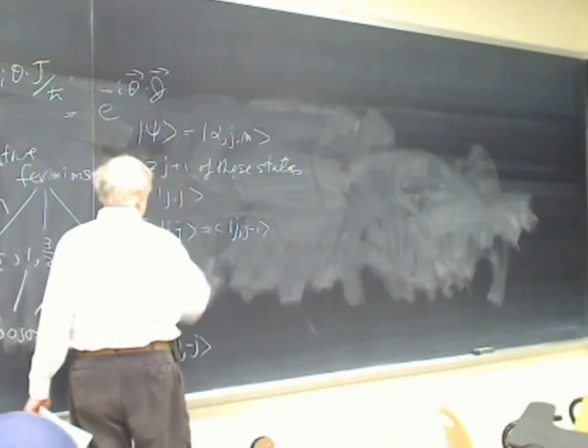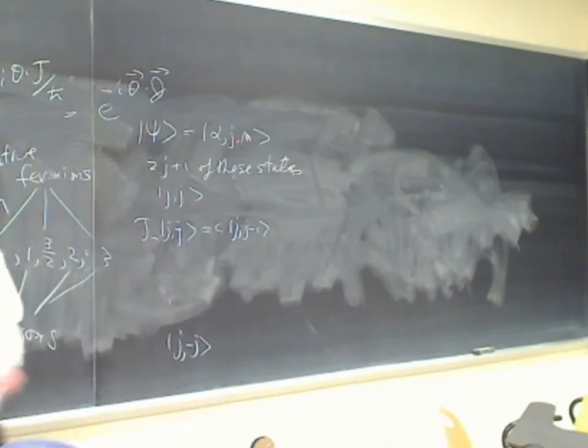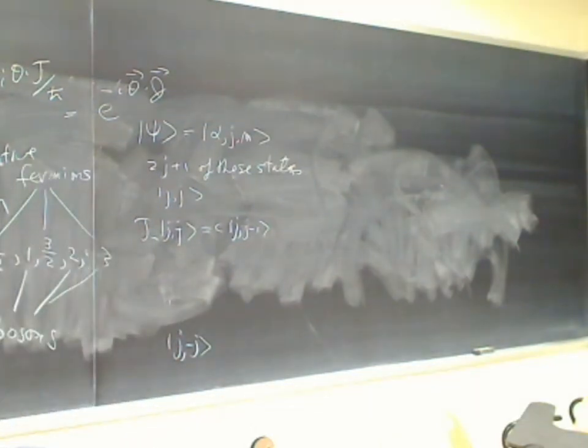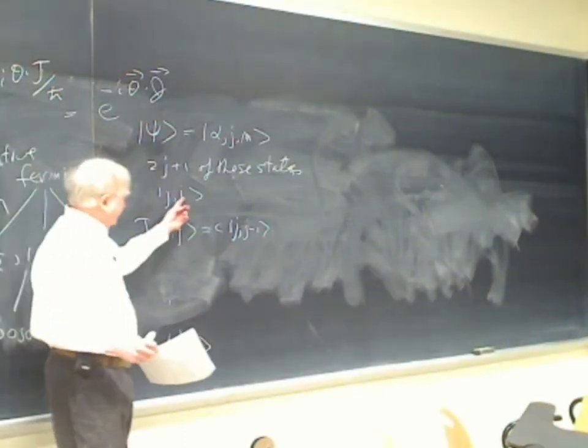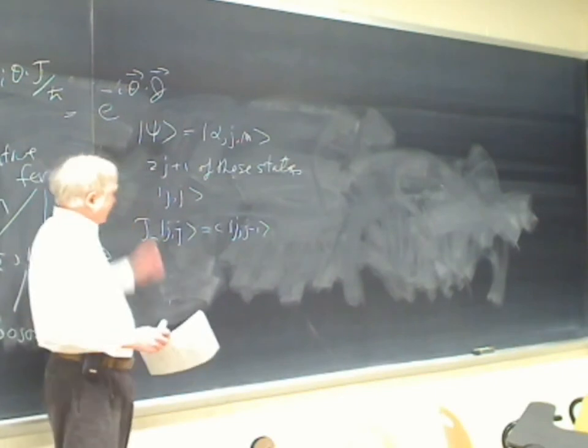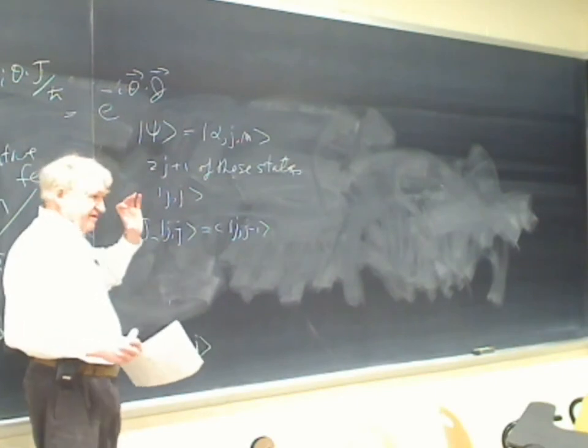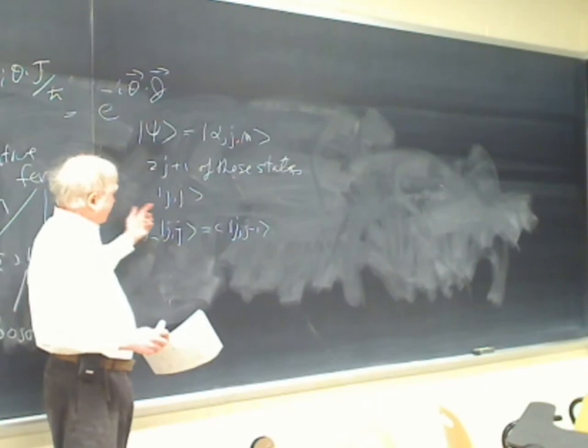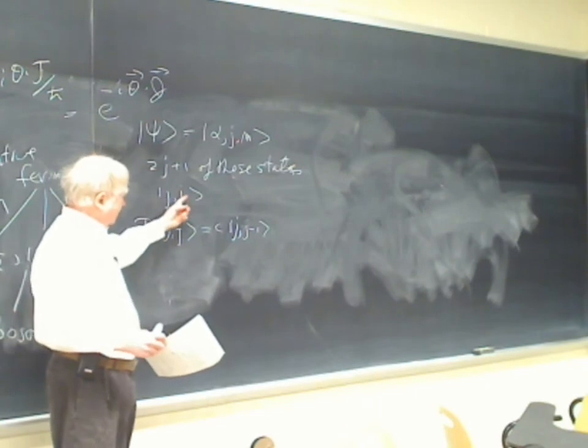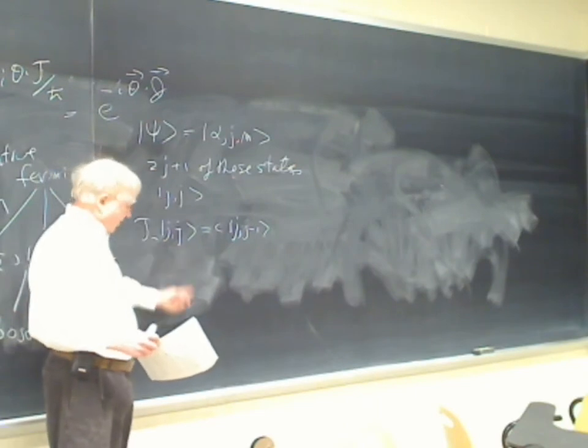And altogether, there are then 2j plus 1 of these states. So if j is 0, there's only 1. If j is a half, like for the electron, simply the spin part of the electron, then you have two states, namely 1/2 and minus 1/2. If you have a massive vector particle, then you have j equal 1, and m equal 1, 0, or minus 1.